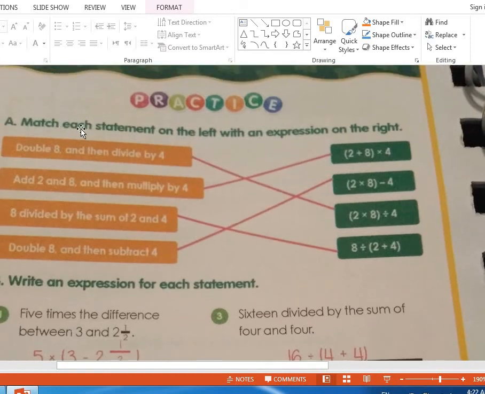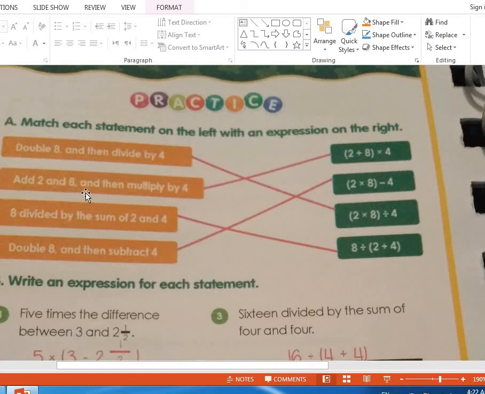Okay, here match each statement on the left with an expression on the right. Double 8 and then divide by 4. Double 8, so 2 times 8. Then divide by 4.